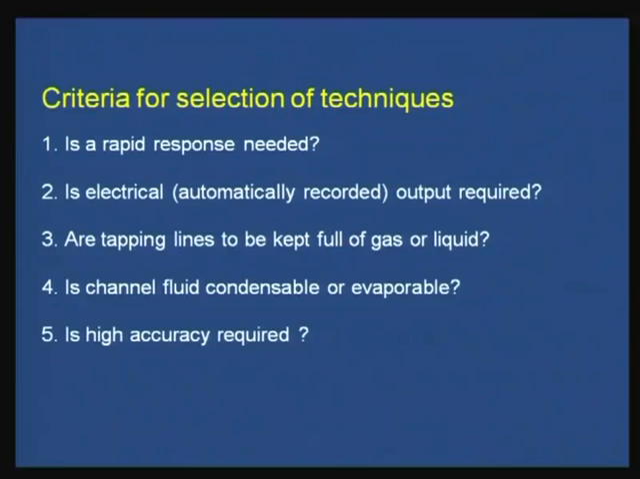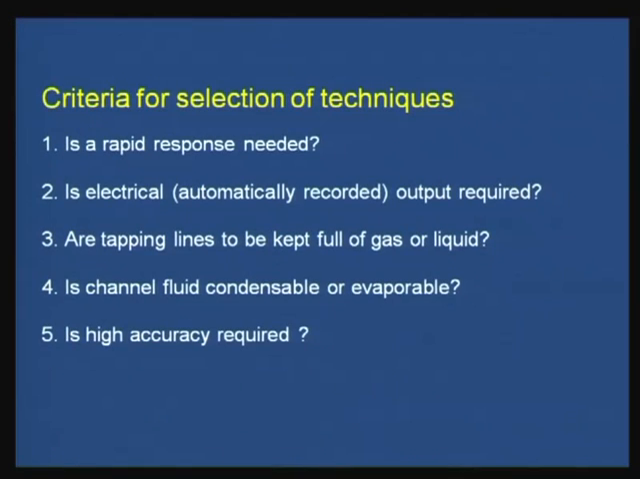What is the next thing? Whether the tapping lines have to be kept full of gas or the liquid. Now you have already understood it is better to have tapping lines full of liquid and also to have a liquid purging system. But at the same time remember, for more accurate measurements gas filled lines are better if the line content is completely unambiguous, very important, because gas filled lines with unambiguous line content is something very rare. If you can ensure it, if you can maintain it, then definitely gas filled lines are more accurate, but for most situations we cannot do it, okay. So this has to be remembered, and in practice usually we go for liquid filled lines.